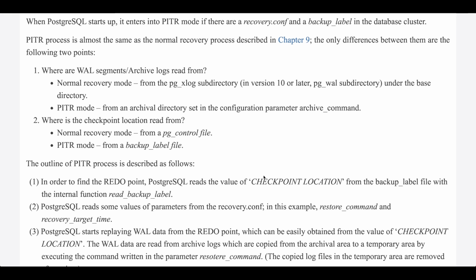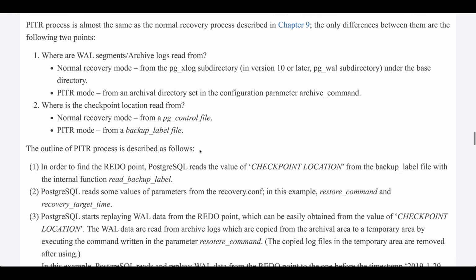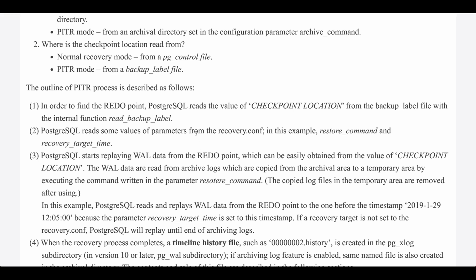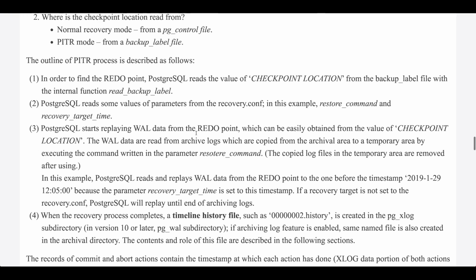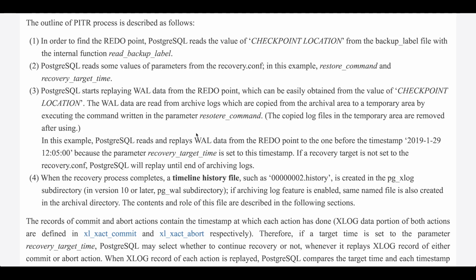And point 2, where is the checkpoint location read from? In normal recovery mode, from a pg_control file. In PITR mode, from a backup_label file. The outline of the PITR process is described as follows. 1. In order to find the redo point, Postgres reads the value of the checkpoint location from the backup_label file with the internal function read_backup_label.